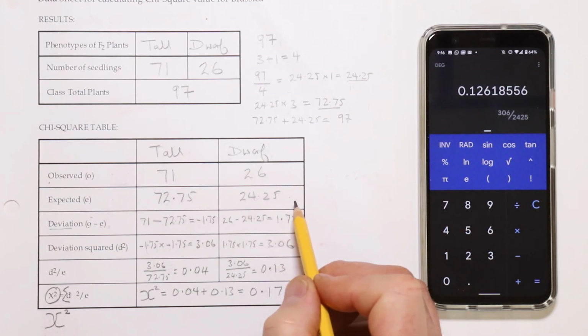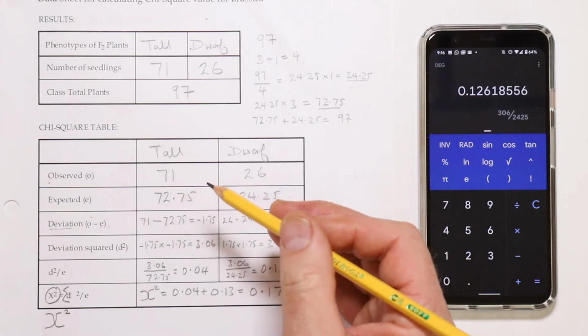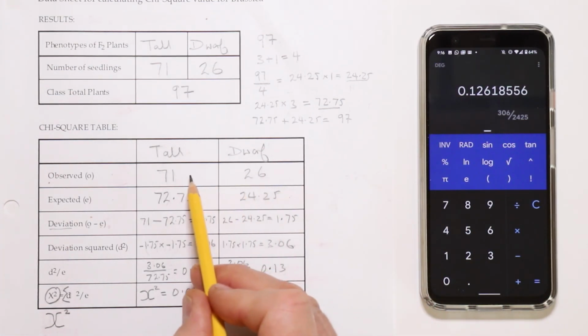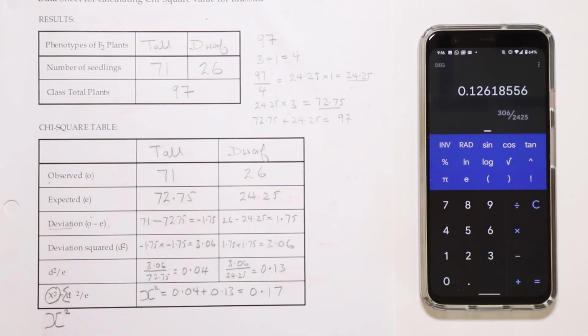And if they're no different to each other, then height in brassica plants follows a Mendelian mechanism of inheritance, because our observed results are approximately a 3-to-1 ratio, which is what you would expect if they followed a Mendelian mechanism of inheritance. All right, so let's move on to the next part.